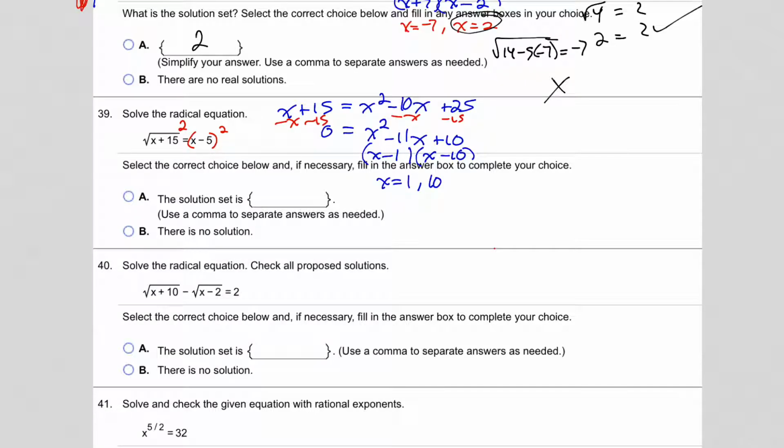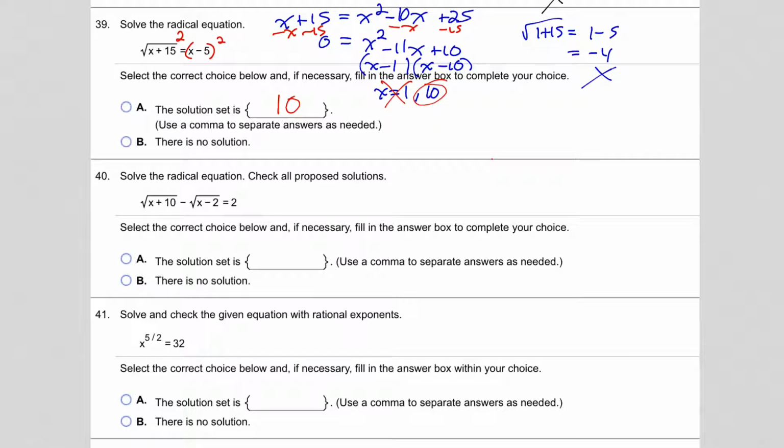We can tell that the x equals 1 if you put this in here. I don't even have to calculate this. I just know that this right side is going to be -4, which is a square root. It's not going to be able to give us a -4 result. So I know that I'm going to have to eliminate the 1 and keep my 10. Okay, so moving on.